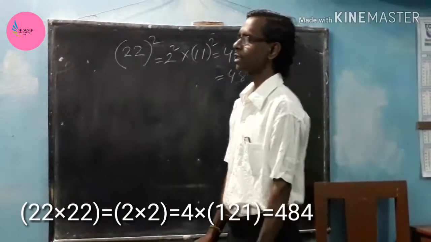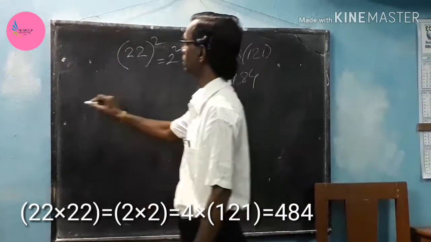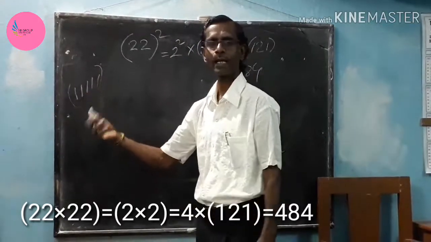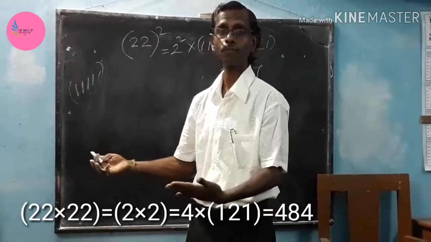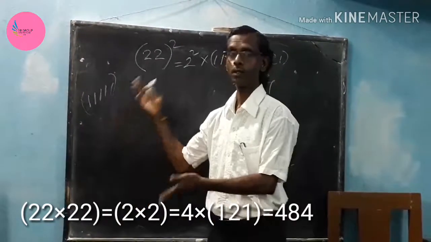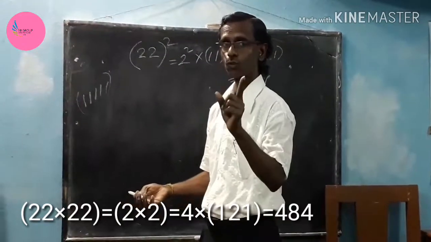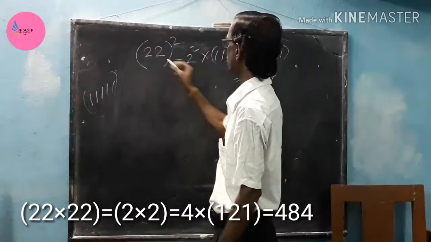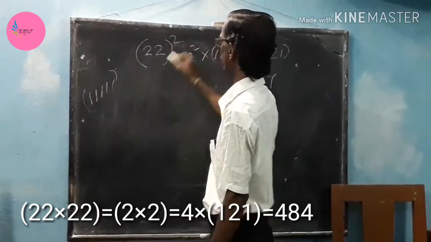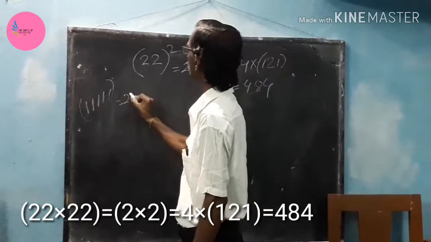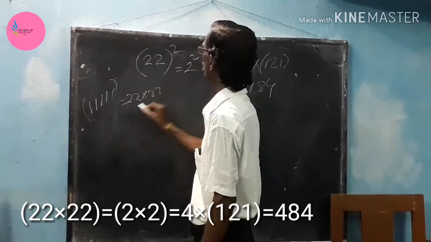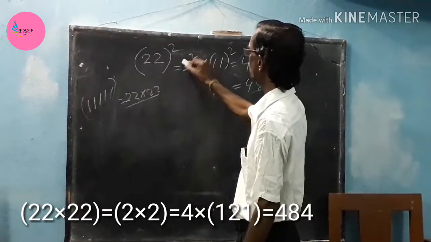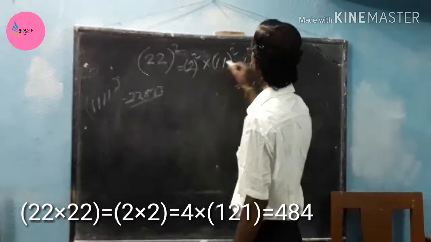Suppose you get 1, 11, 111, and so on, then 2, 3, 4, 5, 6, 7, 8, 9, 10, up to 100, 1000, millions, you can easily tell that pattern. And if you get 2, 3, 4, 5, 6, 7, 8, how do you calculate? So listen. Suppose you get 2 squared. 2 squared means 2 multiplied by 2, which is 4.